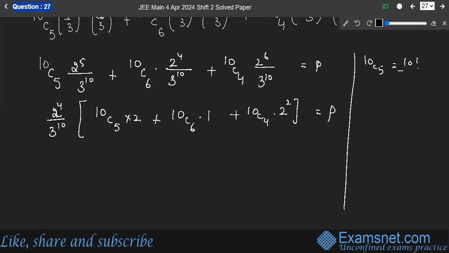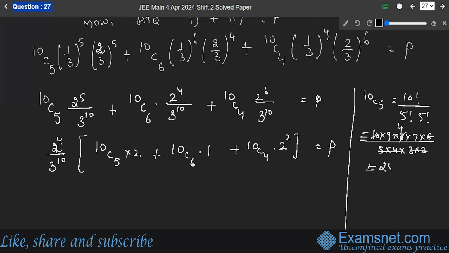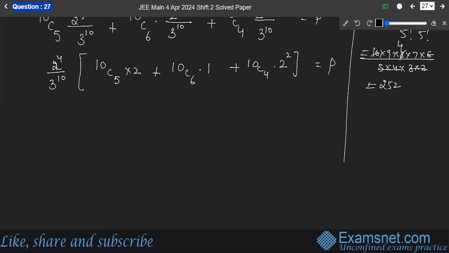10C5 is 10 factorial upon 5 factorial into 5 factorial. This is 10, 9, 8, 7, 6 over 5, 4, 3, and 2. So this will cancel. 5 fours are 20, so this will be like 4. Okay. So this is equal to 36 sevens are 252. So this is equal to 2 power 4 upon 3 into 3 power 9.